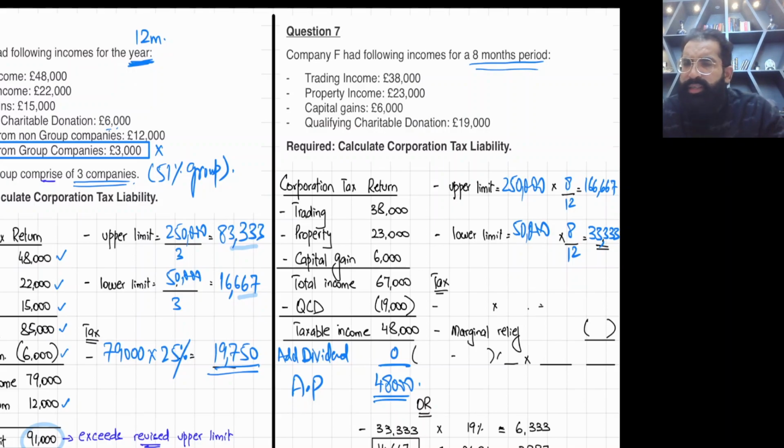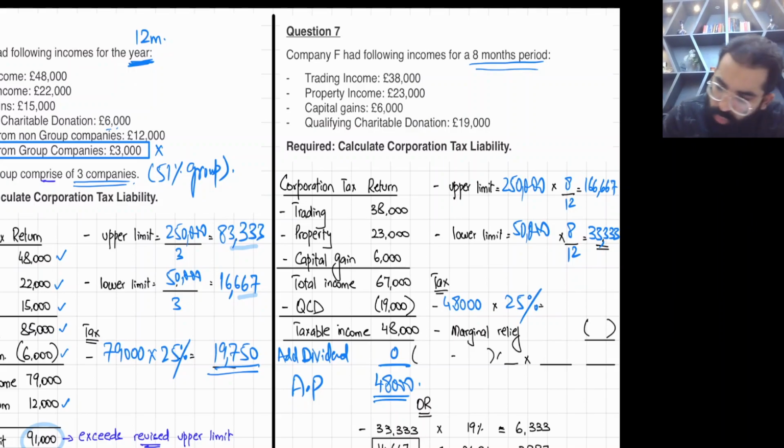Now let's just follow the simple steps. AP is 48,000. Now see the revised limit. Use the revised limit, don't use the old limits. This 48,000 is greater than 33,333 and less than 166,667. So obviously the higher rate will be applied with marginal relief. Be careful. So your tax is 48,000 multiplied by 25%, which is 12,000.